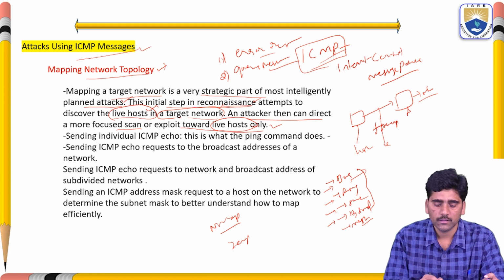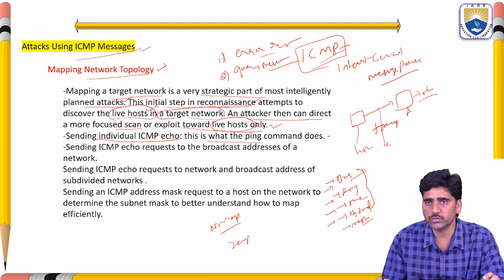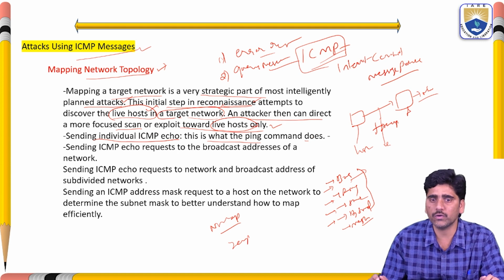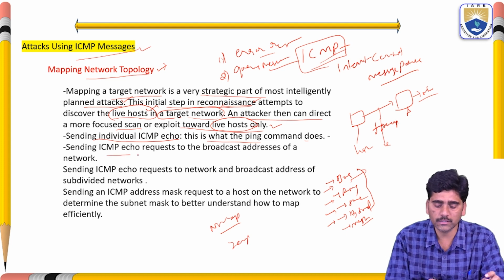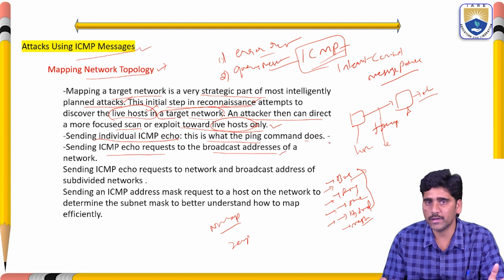For this, the sender sends an individual ICMP echo message. This is what the ping command does: it contacts the target system. The user tries to access the target system with the ping command, sending ICMP echo requests to the broadcast addresses of a network, that is, the IP addresses or MAC addresses of the system.